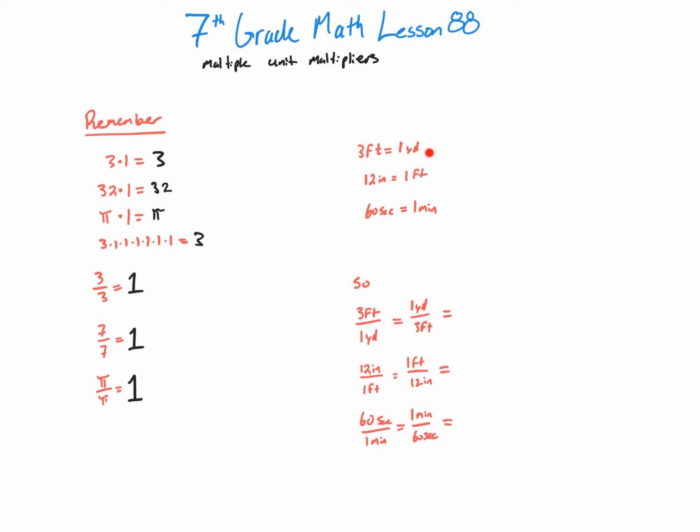So using this idea and this idea, we know that 3 feet over 1 yard, since 3 feet and 1 yard is the same thing, that's the same thing as yards over feet, and that would be the same thing as just 1. Same thing with 12 inches over 1 foot, or 1 foot over 12 inches. Those are equal, so it's just 1. And same thing with 60 seconds over a minute, or 1 minute over 60 seconds, just 1.